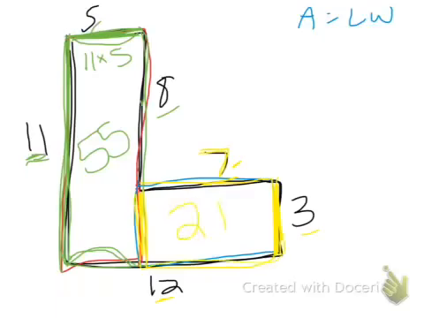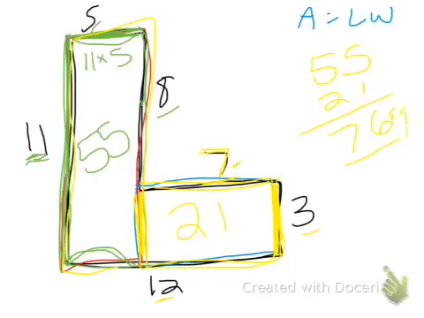So we have what this rectangle is, and we have what this rectangle is. So all we have to do is add them. So 55 plus 21, our answer is going to be 76 square units. Whatever units we're going to use. Simple as that. All you have to do is split it into different shapes and then find the shapes.